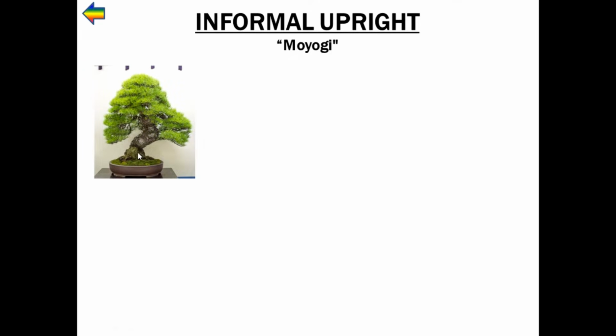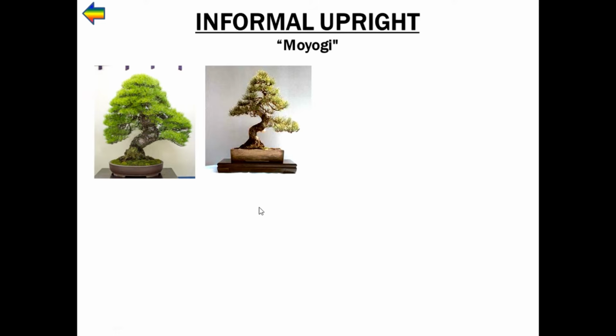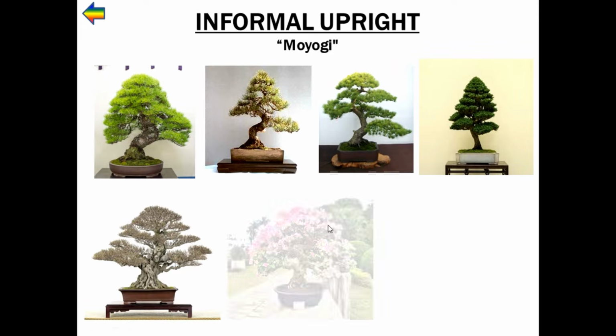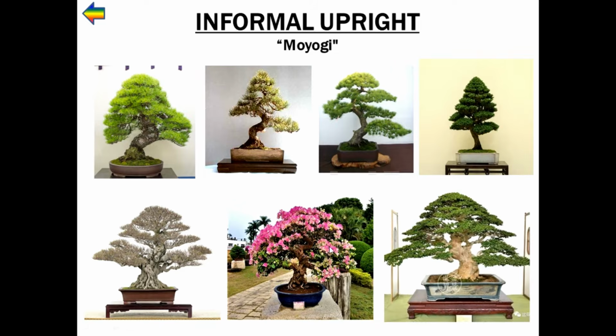Informal upright, or moyogi. The trunk and branches incorporate visible curves, but the apex or tip of the tree is located directly above the trunk's entry into the soil line. Similar to the formal upright style, branches progress regularly from largest at the bottom to smallest at the top, although this progression may be broken where the irregular shape of the trunk would make a branch abnormally prominent or obscure.